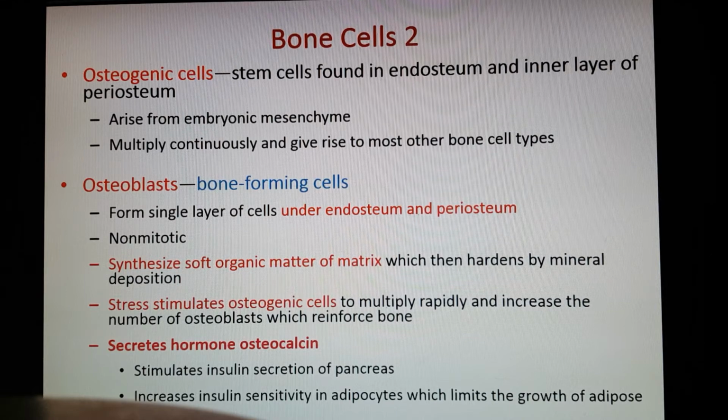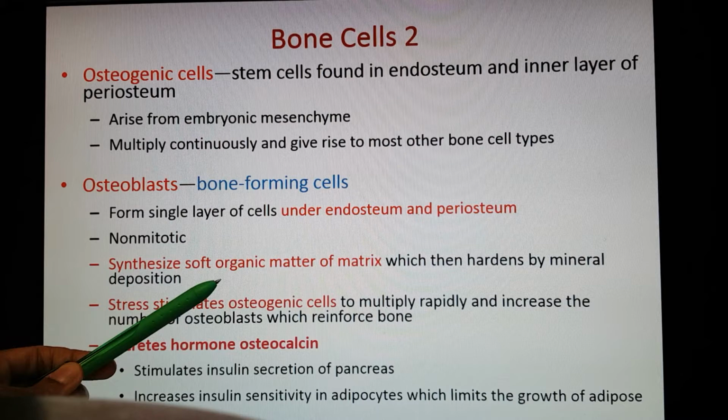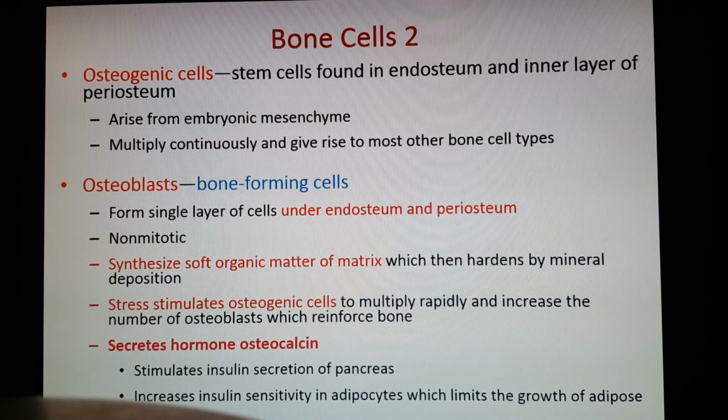So here's just the text version. Starting off, osteogenic cells become the osteoblasts, which eventually make the soft organic matter of the matrix, so the collagen fibers that are hardened by minerals. Those osteoblasts also help to stimulate the osteogenic cells to create more osteoblasts. And also it secretes osteocalcin, which is a hormone, to stimulate insulin secretion by the pancreas, as well as increase insulin sensitivity in the adipocytes or fat cells.